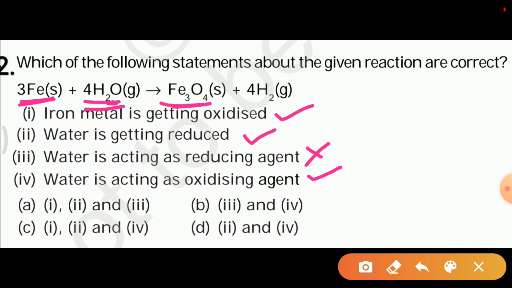Now we will say which option is correct. Here option C, first, second and fourth. First, second and fourth are correct. So this option C is correct.